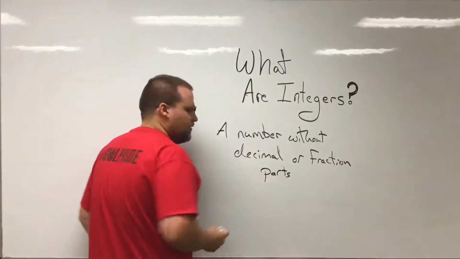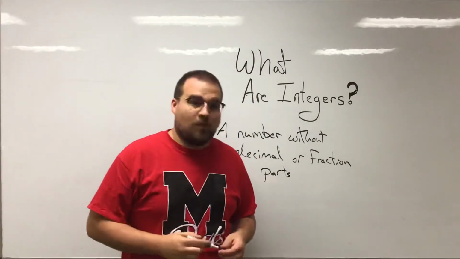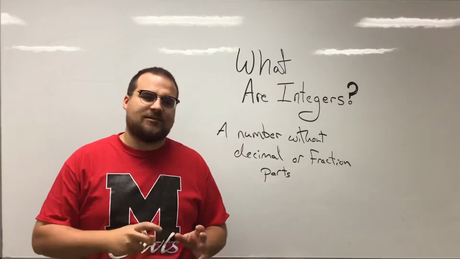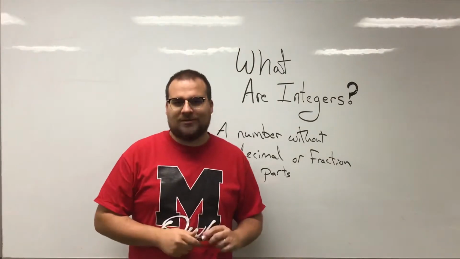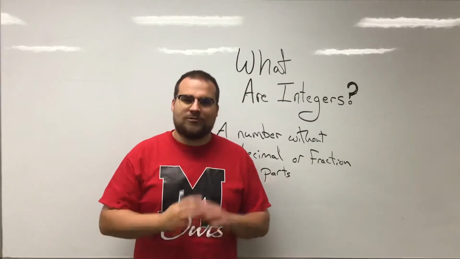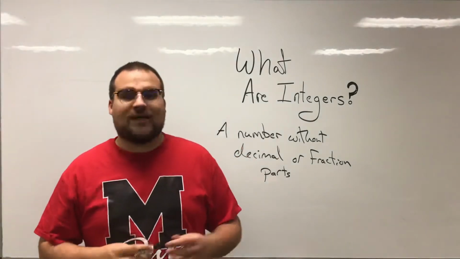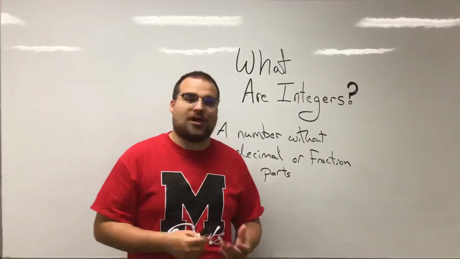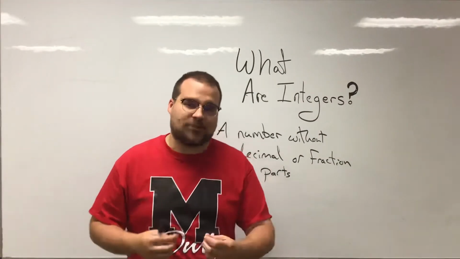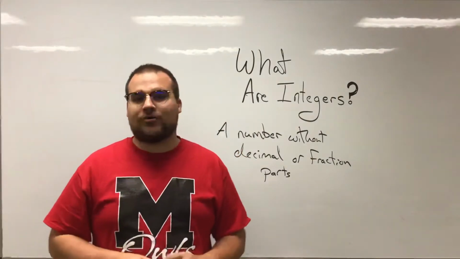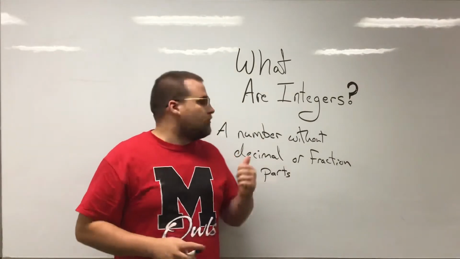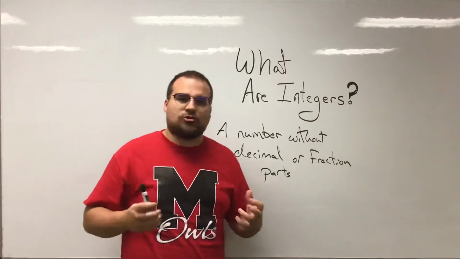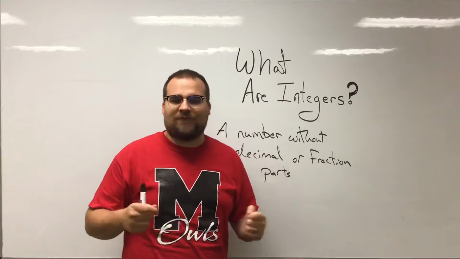That means if we had the number 1.5, it's not an integer because it has that decimal component. It has that part after just the 1. Or if we had something like 1 2/3, that's also not an integer because it has that fraction or 2/3 part to it.